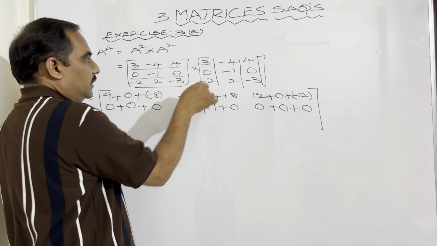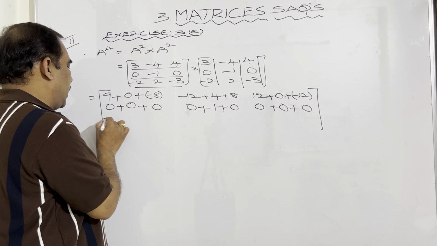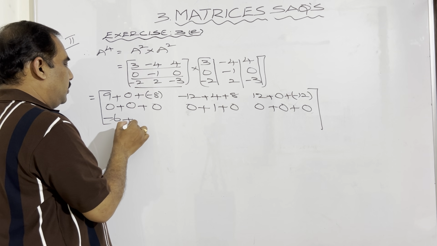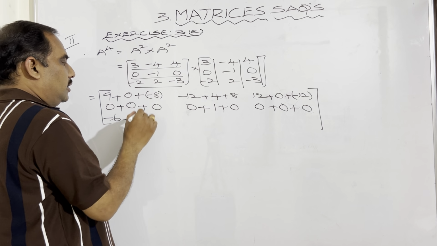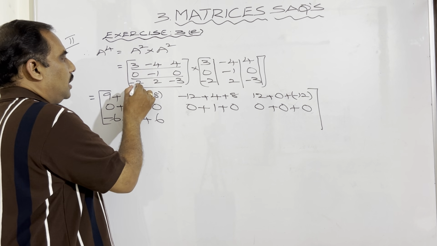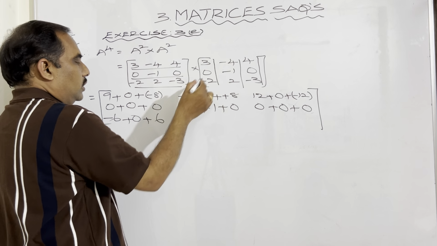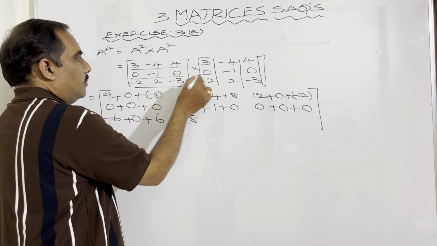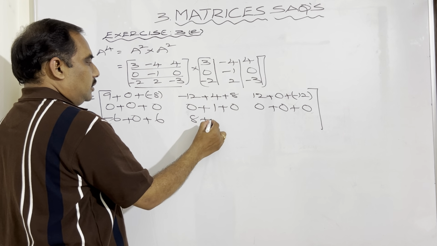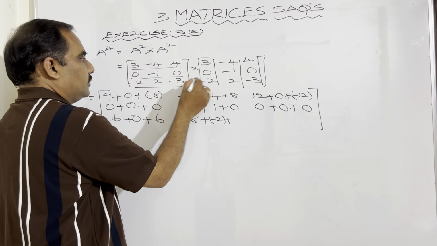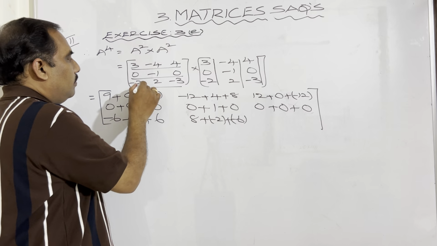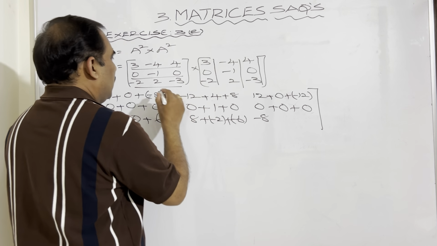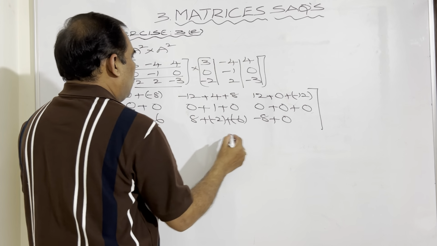Now third row first column multiplying minus 2 into 3, that is minus 6, and plus 2 into 0 immediately, that is 0, and plus minus 3 into minus 2, that is again plus 6. Now again third row second column multiplying minus 2 into 4, that is minus 8, and plus 2 into minus 1, that is minus 2, and plus minus 3 into 2, that is minus 6. Again third row third column multiplying minus 2 into 4, that is minus 8, and plus 2 into 0, that is 0, and plus minus 3 into minus 3, that is 9.